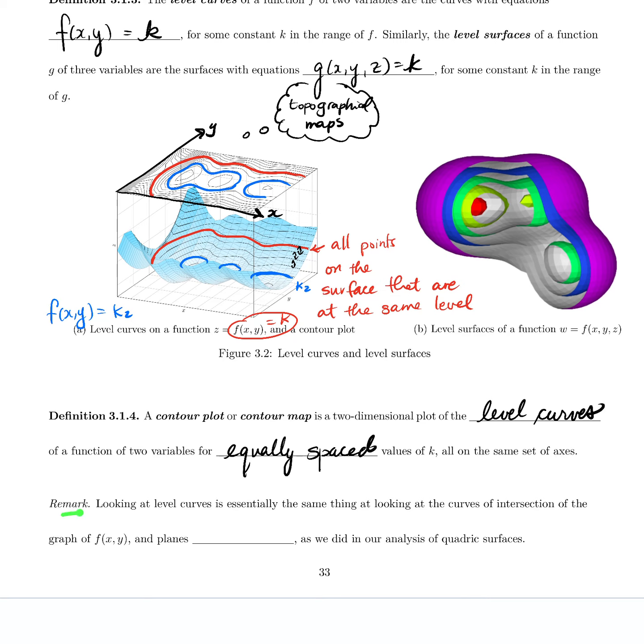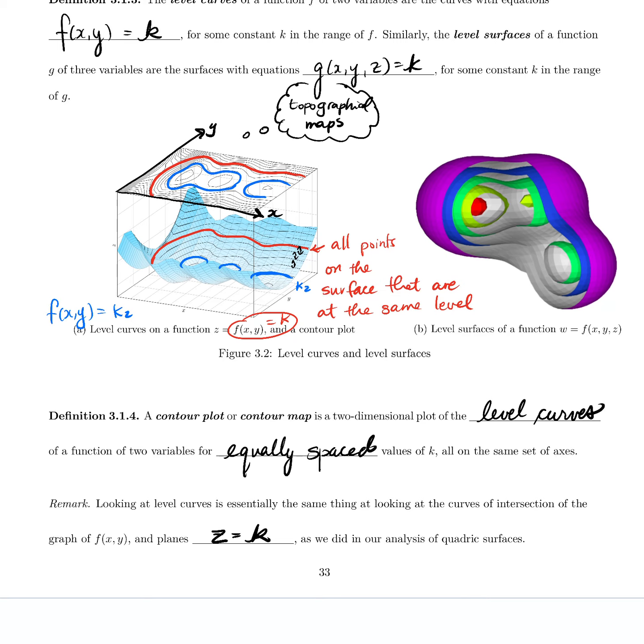That amounts to, the remark here, looking at level curves is essentially the same thing as looking at the curves of intersection of the graph of f of x, y and the planes z equals k, just like we did when we were analyzing quadric surfaces. Now we've ignored part of the diagram here.